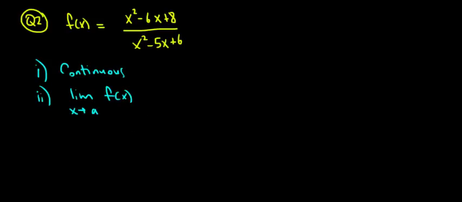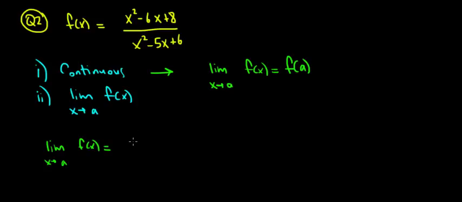So let's solve first things first. Let's go through the continuity part. Remember, what is the definition of continuity? Well, for a function to be continuous, we want the limit as we approach that specific point to equal the function at that point. So in our case, if we substitute a into our x, the limit as x approaches a of f of x would equal a squared minus 6 times a plus 8 divided by a squared minus 5a plus 6. And we want this value to equal f of a.